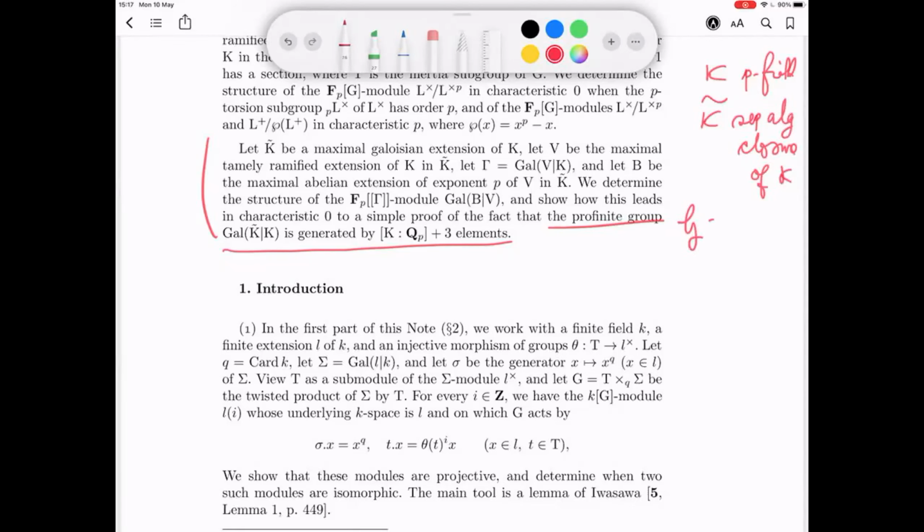So let's call it curly G. This is the Galois group, the so-called absolute Galois group of K, right? It's the Galois group of K tilde over K.